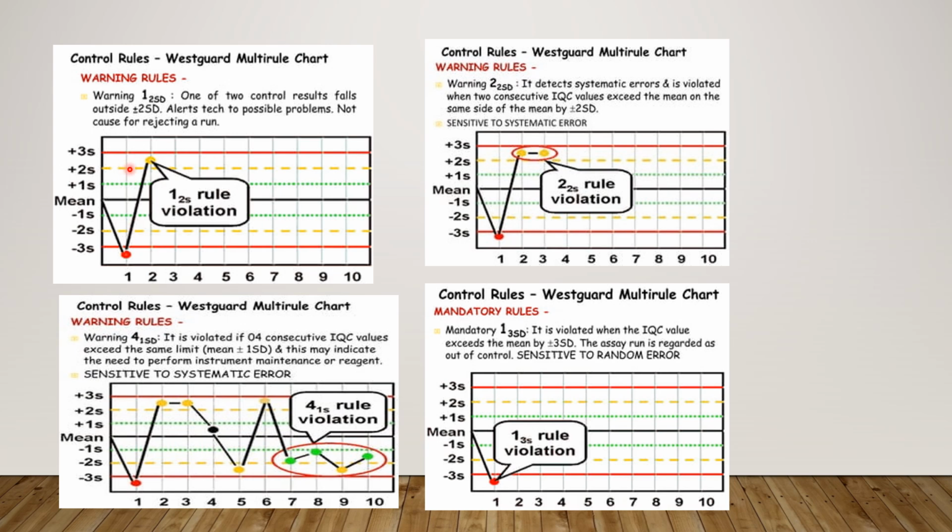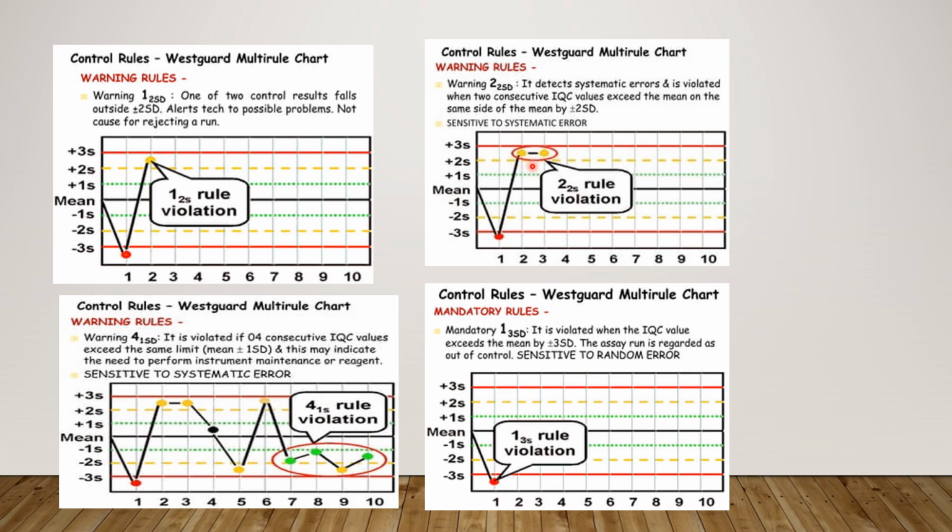What it interprets is that one of the control results falls outside the 2 standard deviation. It alerts the technician to a possible problem, but this is not a cause for rejecting a run. There can be chances of random error which can be rectified. Then the 2-2s rule means two consecutive runs have been made and both are showing deviation beyond 2 standard deviations. You can see this is the second run, the third run, two runs consecutively, and both data points are coming out of the 2 standard deviation range.